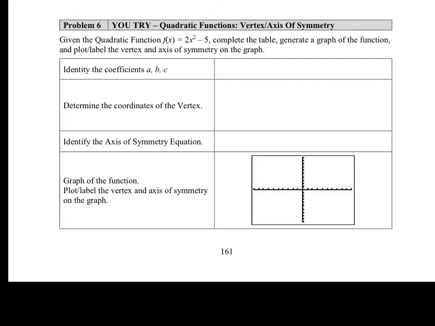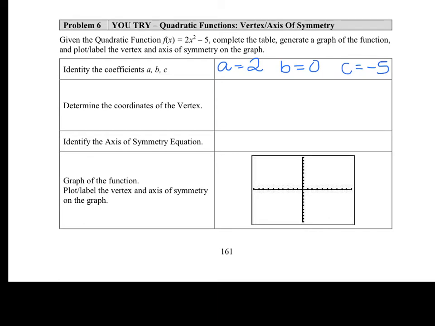So we have this function right here, f of x equals 2x squared minus 5. Notice there is a term missing. So the first thing I want to do is identify what a, b, and c are. a is my leading coefficient, the coefficient of my squared term, so that's a 2. Now there is no b term, which means b must be 0, and c would be a -5. And notice that was also going to be my y-intercept.